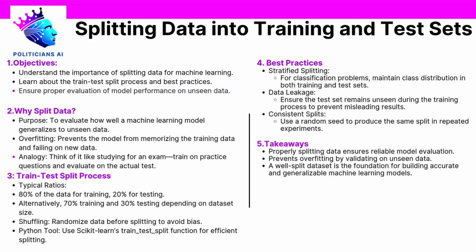To make this process easier, Python provides a tool called scikit-learn, which has a function called train_test_split. This function automatically splits your data into training and test sets with just a few lines of code. It's efficient and ensures the split is done properly.